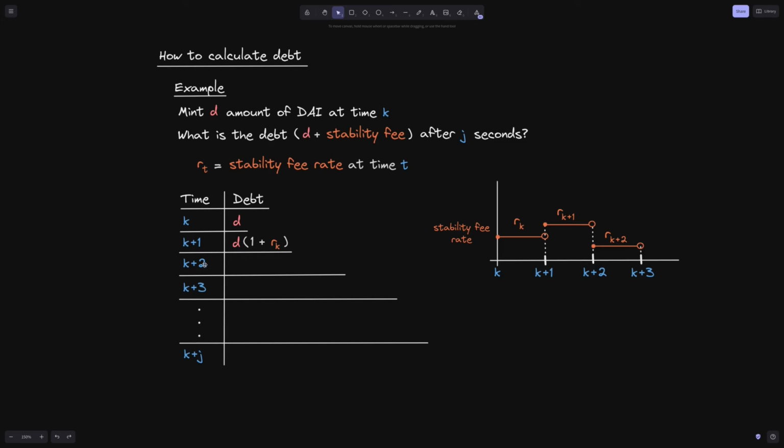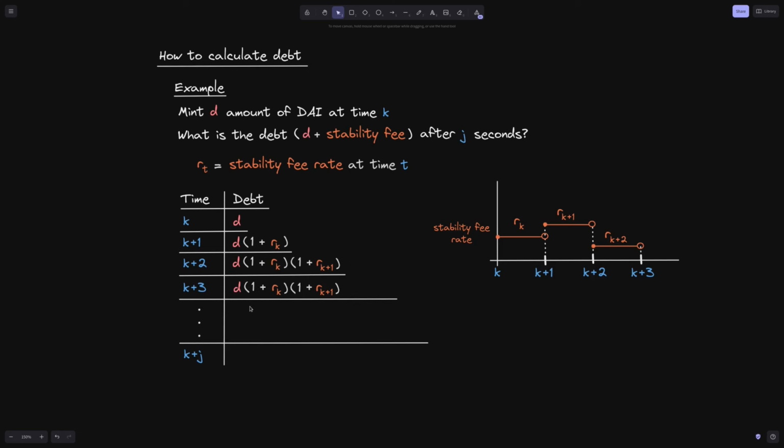How about at K plus 2? Well, at K plus 1, the user owed D times 1 plus RK. So at time K plus 2, we need to apply interest to D times 1 plus RK. The interest rate between K plus 1 and K plus 2 is RK plus 1. So to this number, we need to multiply by 1 plus RK plus 1.